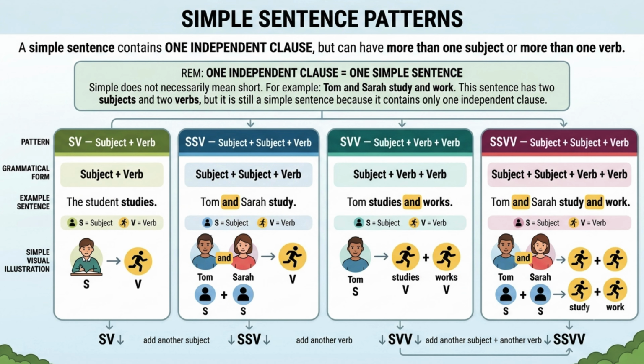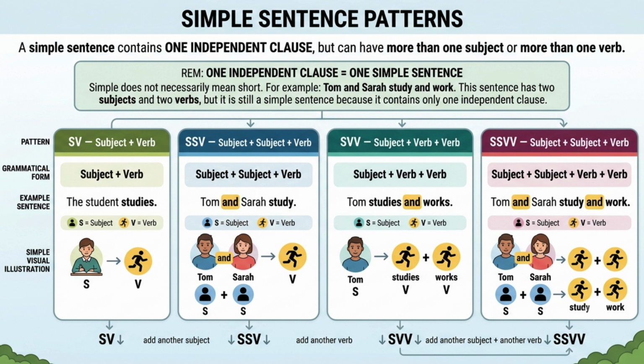So even if you have 2 engines at the front pulling the same train, or if the train is doing 2 things at once, it's still just that one single train on the track. Is that right? It doesn't turn into 2 trains just because you added another engine. That is a perfect way to put it. As long as all those engines and actions are hooked to the same train, it stays one single unit.